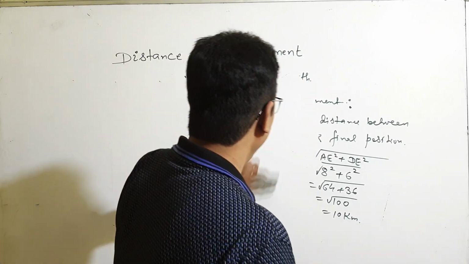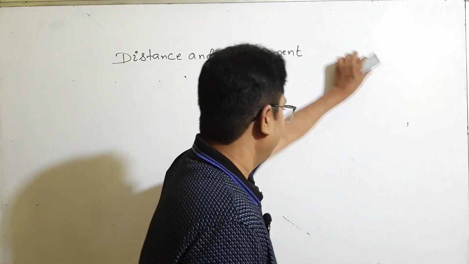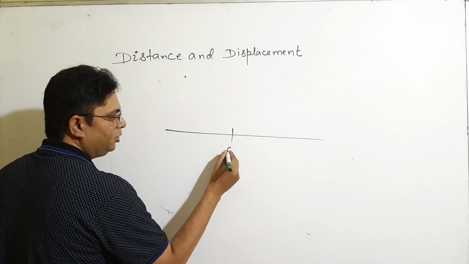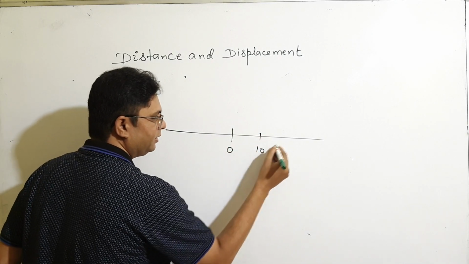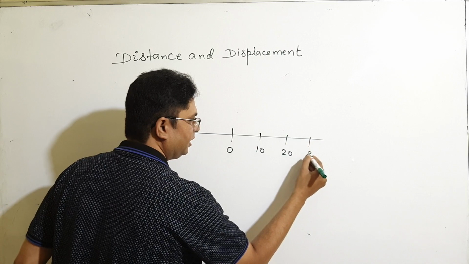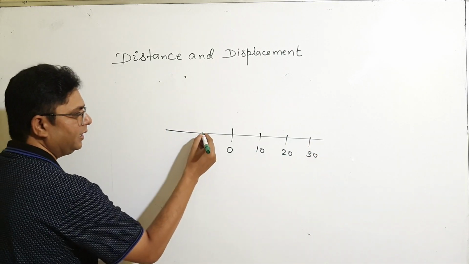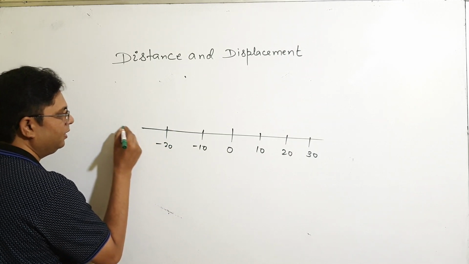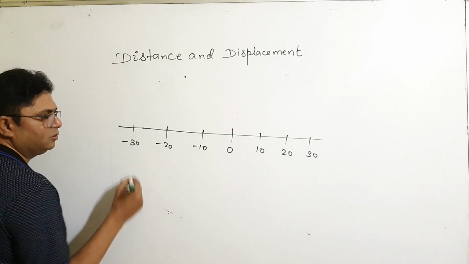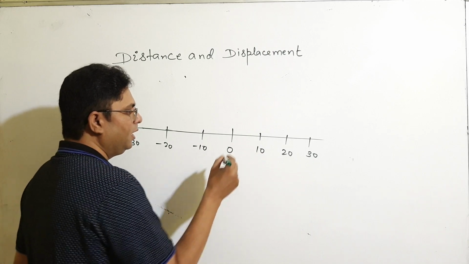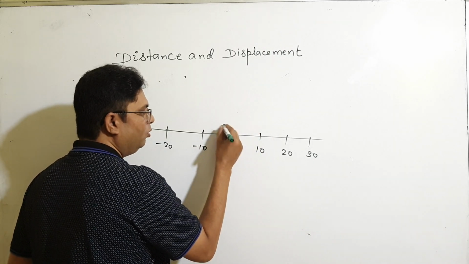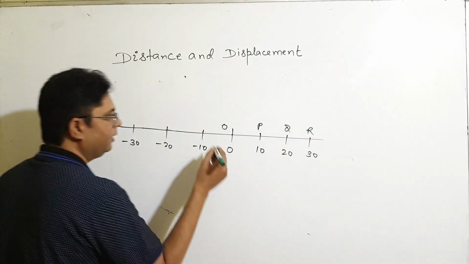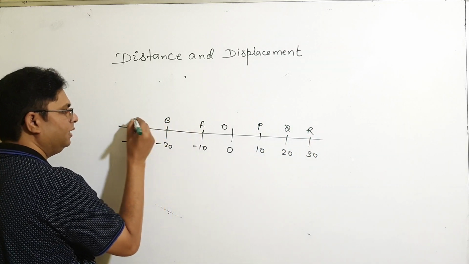Suppose I am taking a number line. This is a number line. This is 0. Let this be 10, this is 20, this is 30 and so on. This side will be minus 10, minus 20, minus 30 and so on. Let the marked points be O, P, Q, R, and on this side A, B, C.